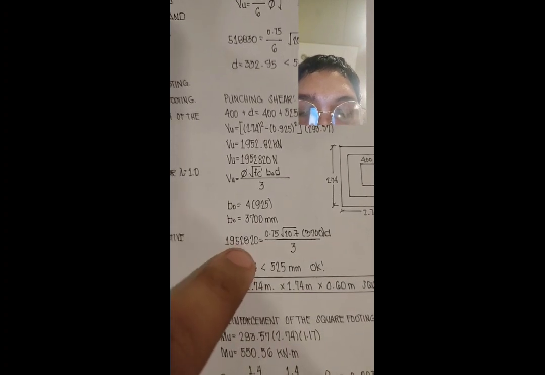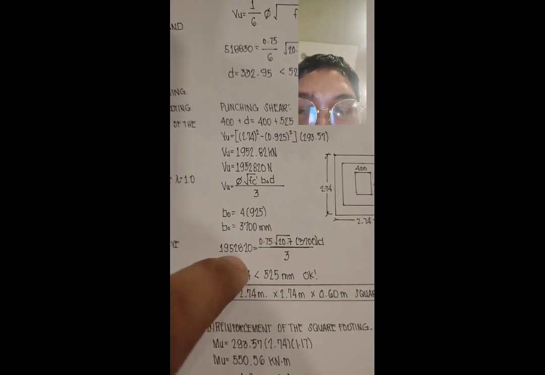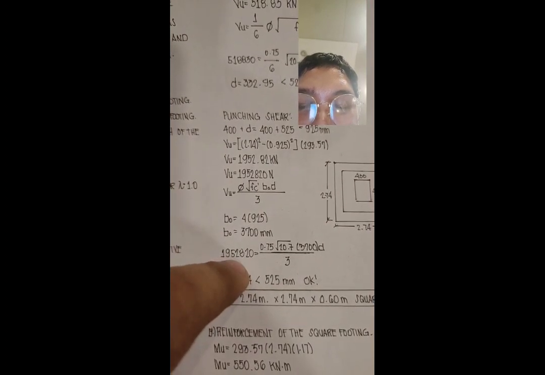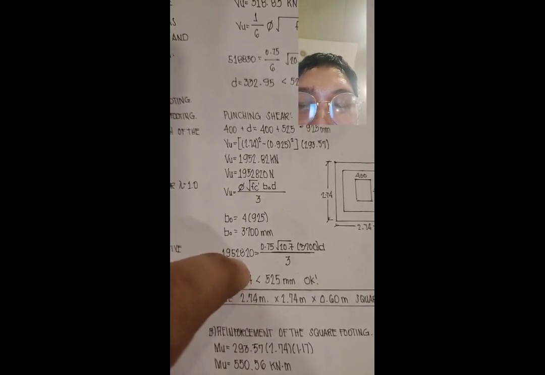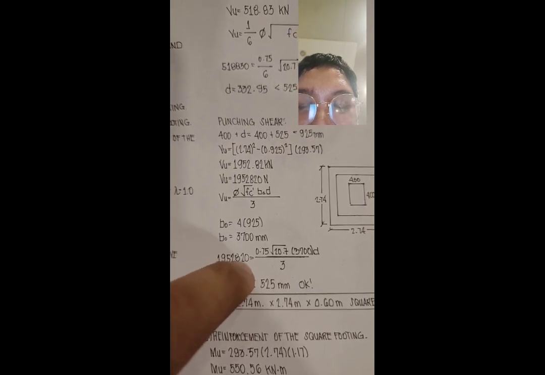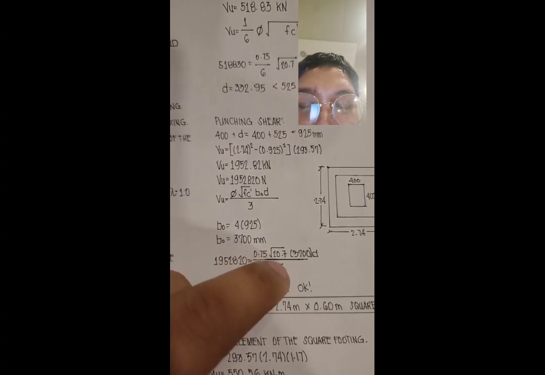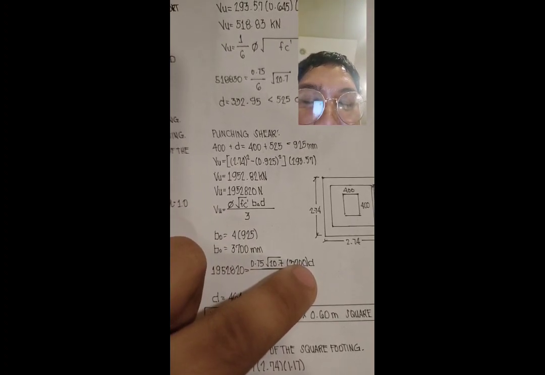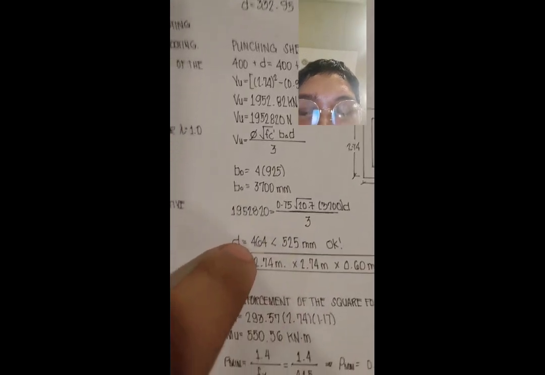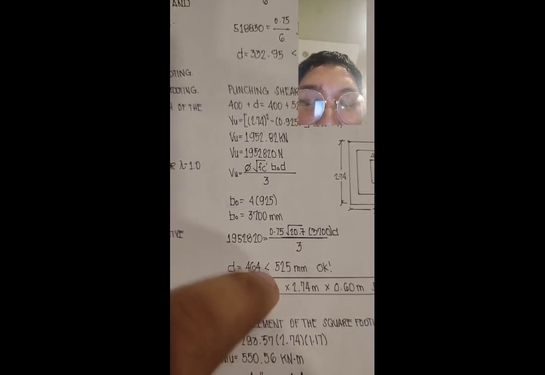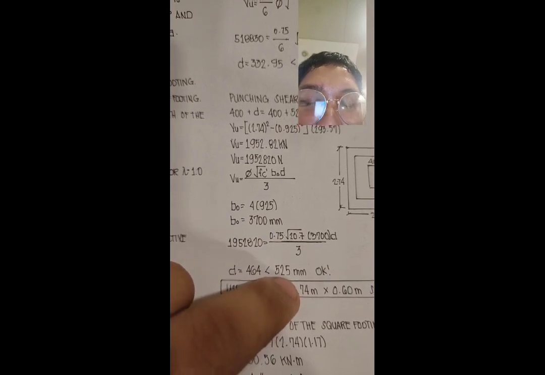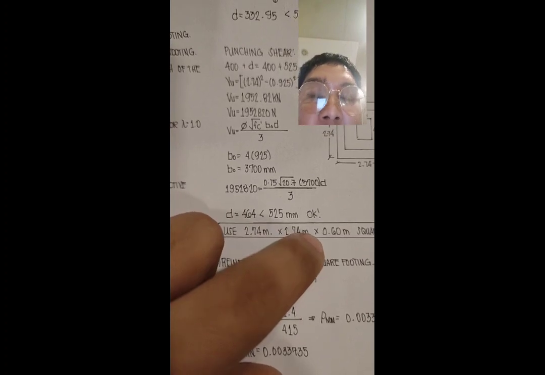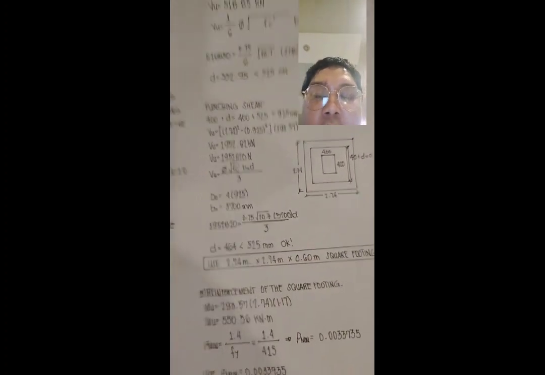To get the d, we have here the Vu, 1,950,820 is equal to 0.75 multiplied by the square root of 20.7 times 3,700 times d. So we have d here of 464 millimeters, which is less than 525 mm, so it is okay. So use a 2.74 by 2.74 by 0.6 square footing.